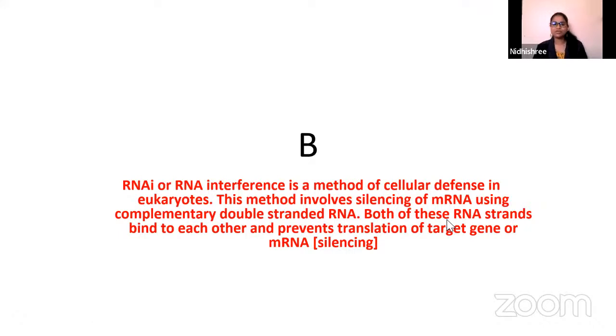It is a method of cellular defense in eukaryotes. It involves silencing of mRNA. Both of these RNA strands bind to each other and prevent translation of the target gene. Preventing translation of the target gene is called mRNA silencing.